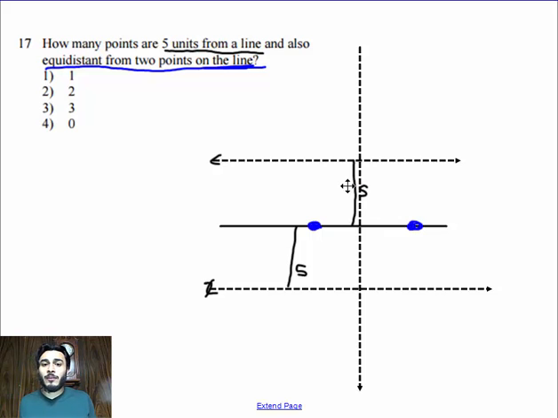How many points are 5 units from a line and also equidistant from 2 points on the line? Well, that would be 2 points. That would be this point here and this point here. Only at these 2 points, the red points, are you 5 units from the original line and equidistant from the 2 points that are on that line. So the answer to number 17 is choice 2.